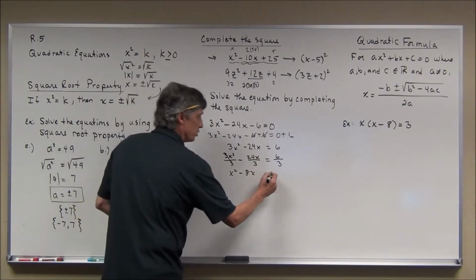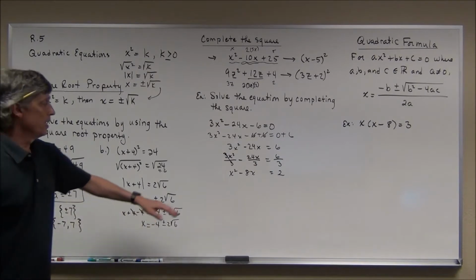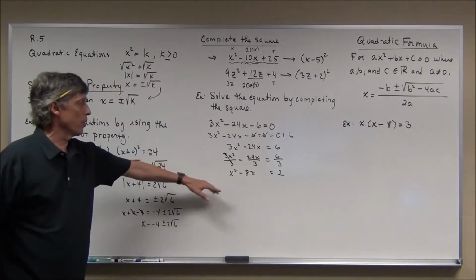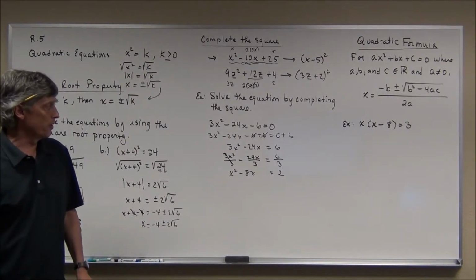These cancel out. I get x squared minus, looks like 8x. And I'm going to leave a space. You'll see why in a second. And I'll put the 6 divided by 3, which is 2. This is the part where I'm completing the square. I left a blank here because I want to add a number to make this a perfect square trinomial.